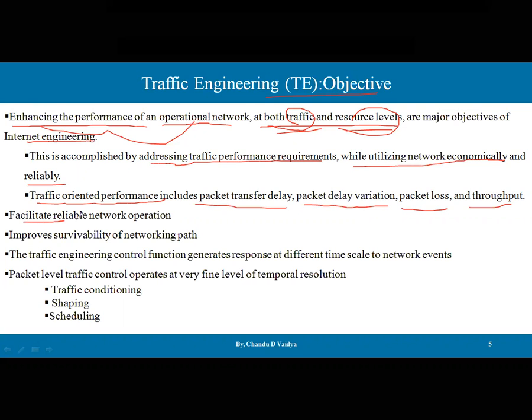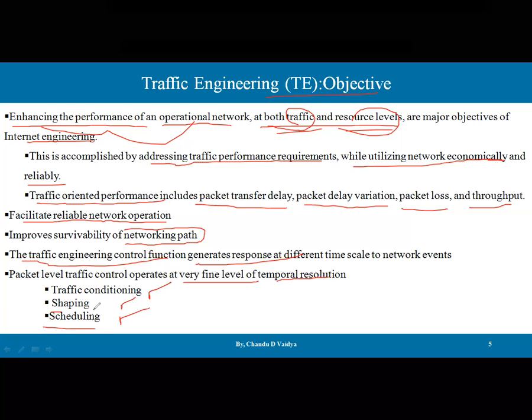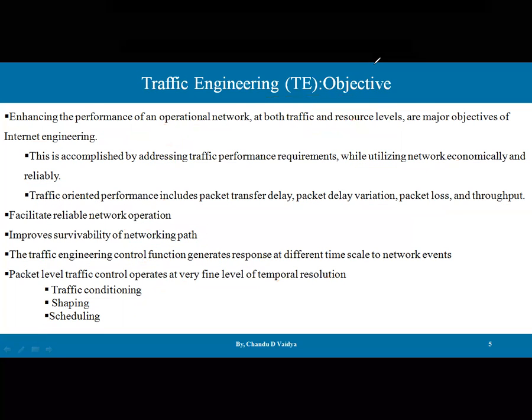They facilitate reliable network operation. This can also be an objective: improve the survivability of the network path. So the network path should not be exhausted, and it is supposed not to be underutilized or overutilized. It needs proper justification. The traffic engineering control functions generate responses at different times scaled to network events. This can also be an objective. And there are packet-level traffic control operations at a very fine level of temporal resolution, like traffic conditioning, shaping, and scheduling: what time to send, how to send, what to send. These are the objectives of traffic engineering. I hope the objectives are clear.